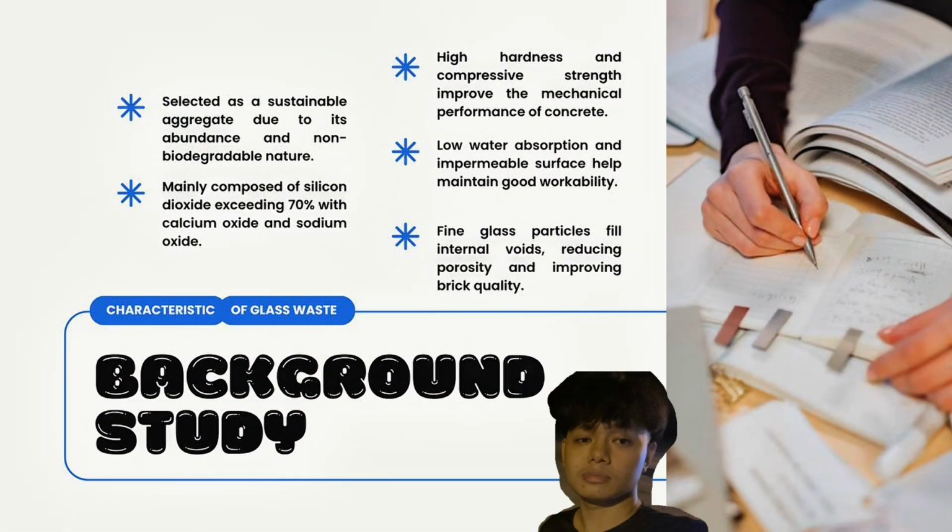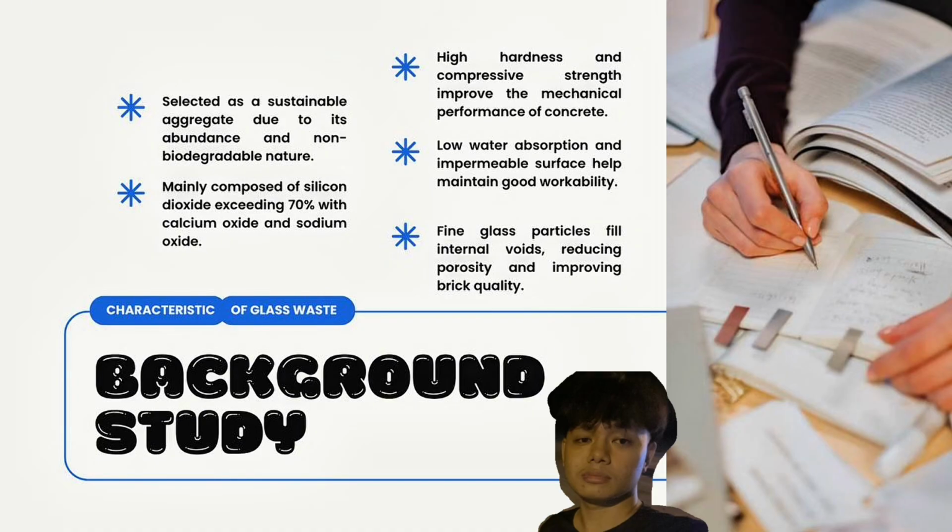Okay, so now let's move on to the second subtopic of this video, which is background study. The first background study I will talk about is the characteristic of glass waste. First, it is selected as a sustainable aggregate due to its abundance and non-biodegradable nature.